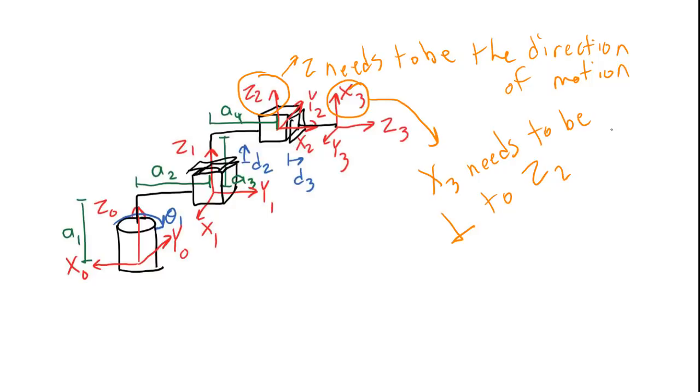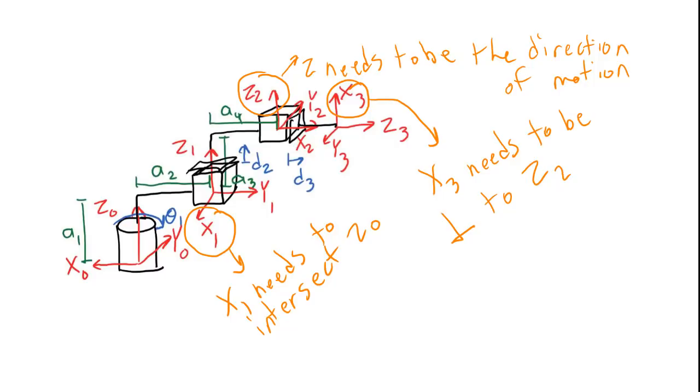Let's think about the next rule. The next rule is that the x-axis has to intersect the z-axis before it. So that rule doesn't apply to the 0 frame because there is no frame before it. Does X1 intersect Z0? It does not, so that's an error. I'm going to circle this and say X1 needs to intersect Z0. Okay, we've got 3 errors so far.